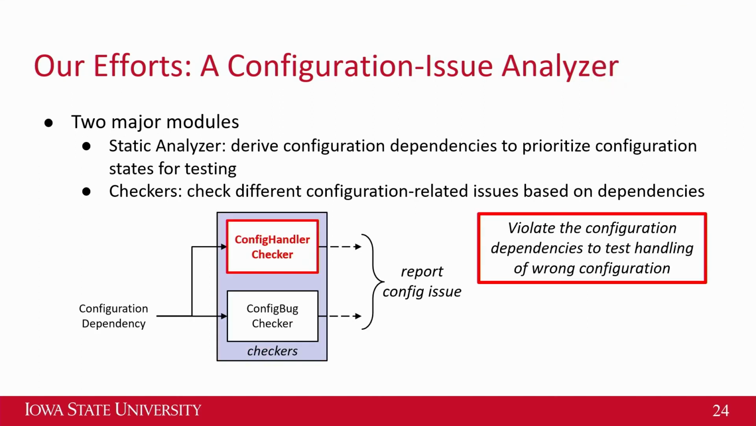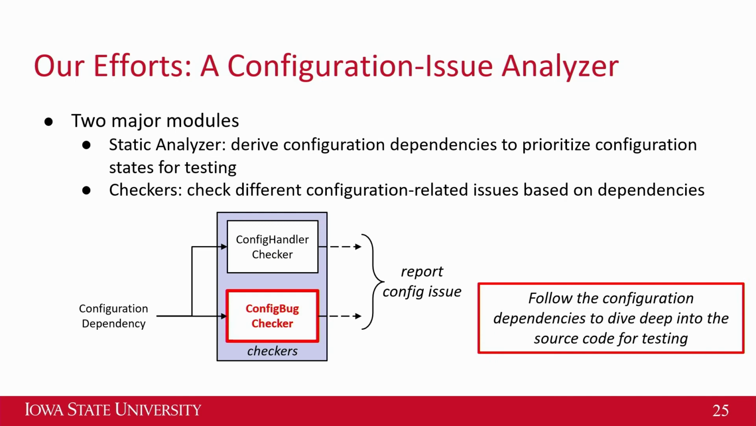In our prototype, we have two checkers. In the config handle checker, we intentionally violate the configuration dependencies. And this is to test whether the target software can handle the wrong configuration properly. In the configuration bug checker, we follow the configuration dependencies. And this is to dive deep into the source code to expose configuration related issues effectively. Due to time limit, I will skip the details for now.